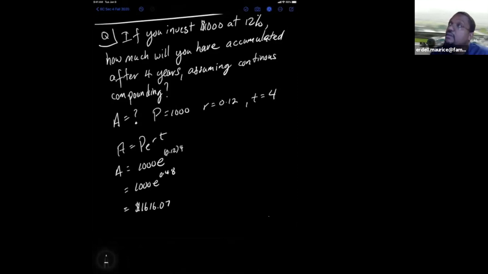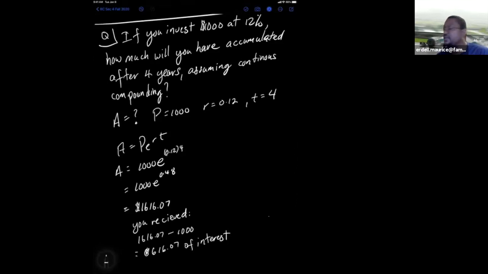So what does that number mean? 1607. Well, it means that you received 1,607 minus your initial investment of $1,000. It means you received $616.07 of interest. So by just leaving that money in the bank, you added yourself $600 more cash. You know how they say in the business, cash.